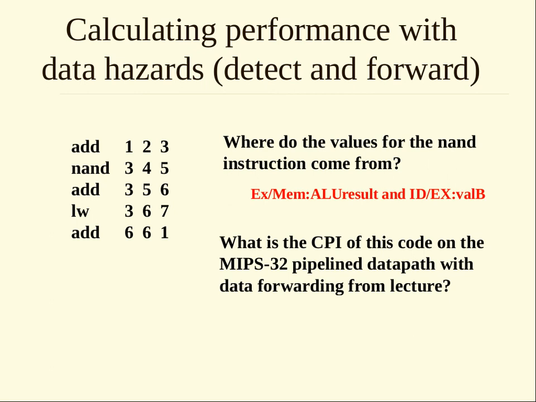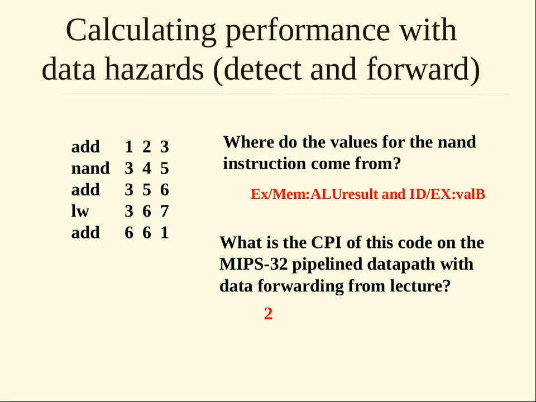This one? 7. This one? Think about it. 9. You're right because you have to stall one time for the data... No, you don't have to stall at all. No, I lied. So that one's still 8. But what about this one? 10. Yeah, so that one's 10, because you have to wait for data memory to complete before you can forward. So this one's 10.